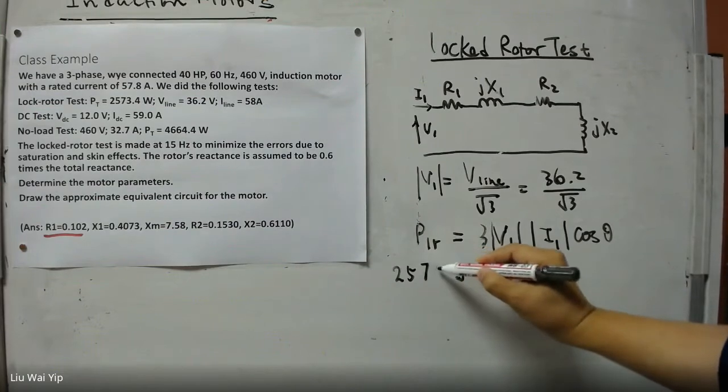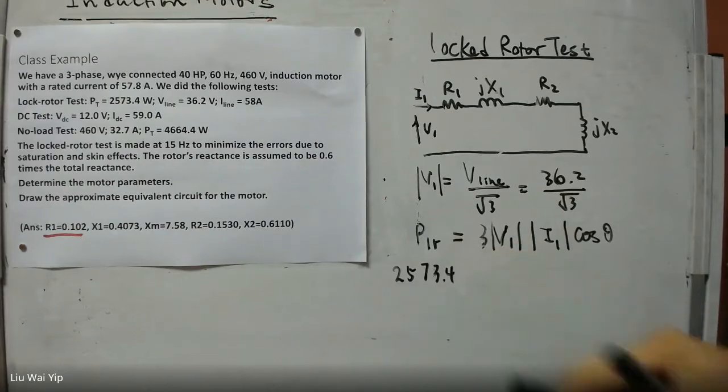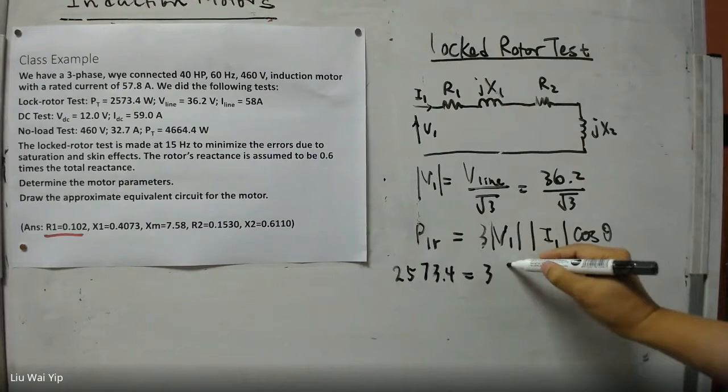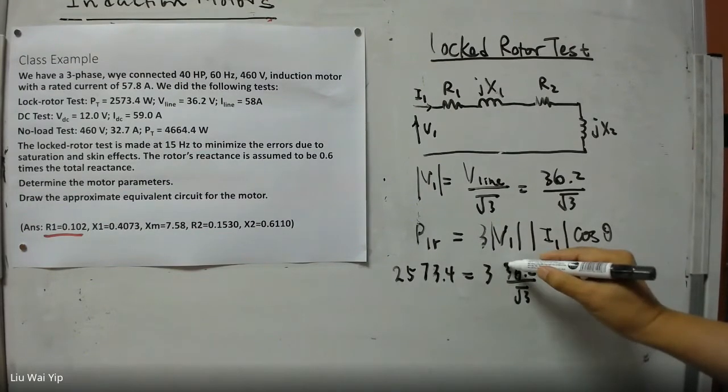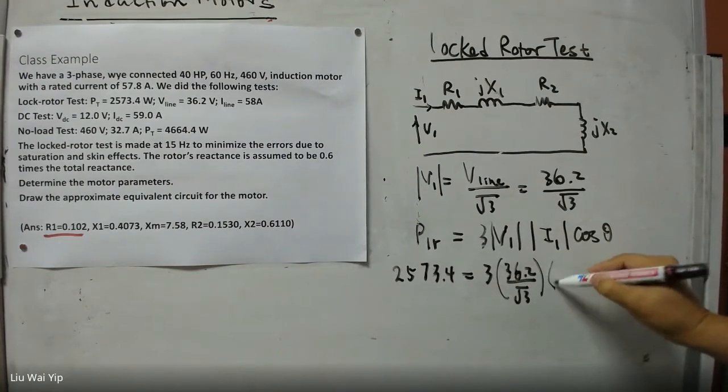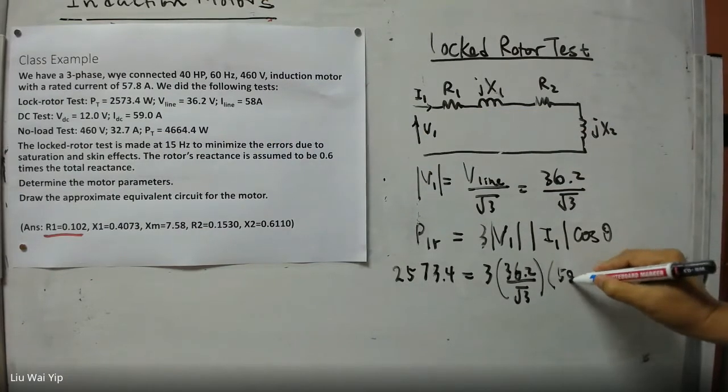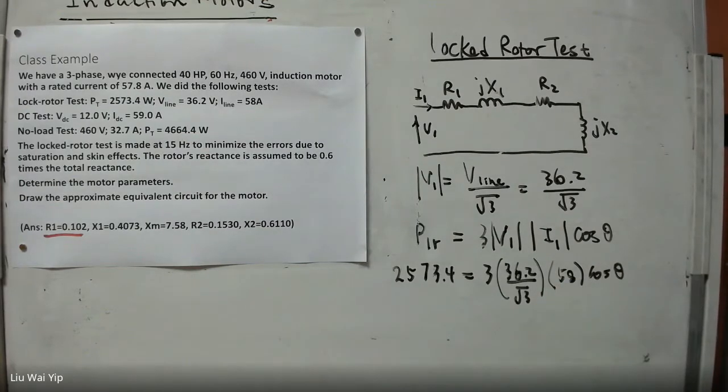And according to the equation here, we have 204 in the left hand side, and then we have this value, and the line current is 58. Then we got the current, but it's a bit complicated, right?